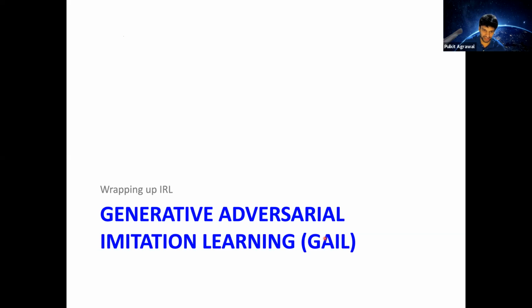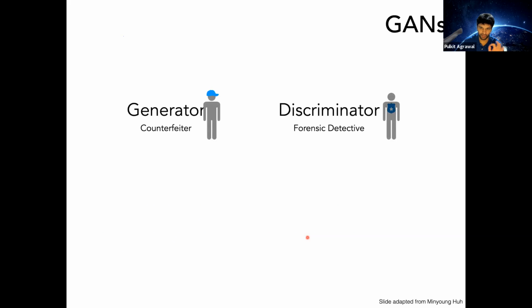And so GAIL draws its inspiration from some of the fundamentals that we built in inverse RL with the techniques to generate data, which is specifically generative adversarial networks. So let me first briefly talk about GANs and then show how GANs help us scale IRL to high dimensional state spaces. So what's the main intuition behind GANs or generative adversarial networks?